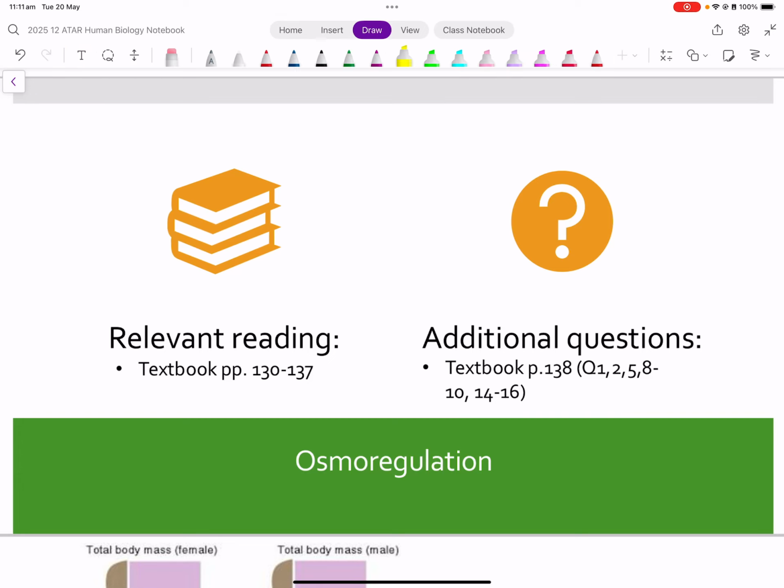All right, a bit of a longer one today going through osmoregulation, simply because there's a little bit of surrounding context that we really need to understand with osmoregulation, and there are about 3 feedback loops that we need to know in some detail as well.